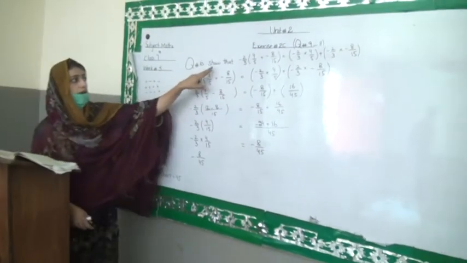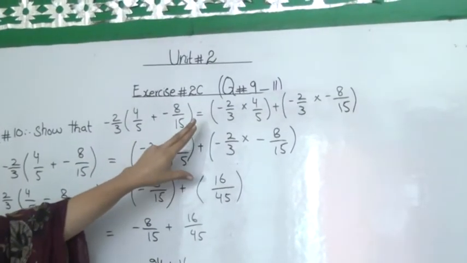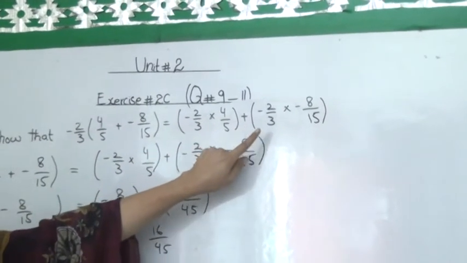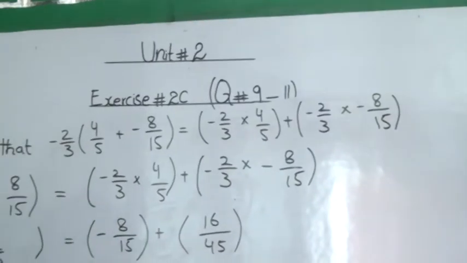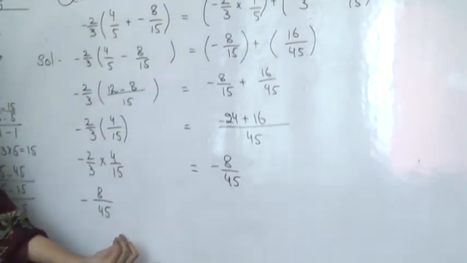And we have shown that minus 2 by 3 into 4 by 5 plus minus 8 by 15 is equal to minus 2 by 3 multiplied by 4 by 5 plus minus 2 by 3 multiplied by minus 8 by 15. Here the left hand side and right hand side both are equal.